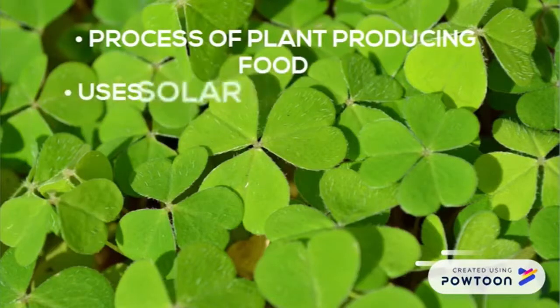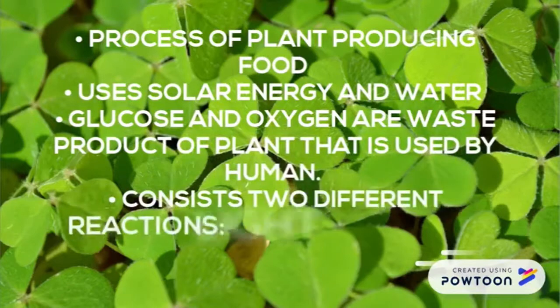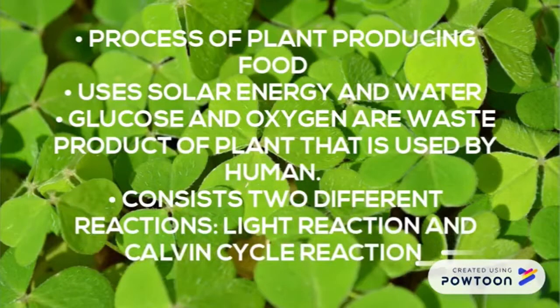Photosynthesis is the process of plants producing food using solar energy and water. Glucose is produced, and oxygen is a waste product of the plant that is used by humans. It consists of two different reactions: light reaction and Calvin cycle reaction.